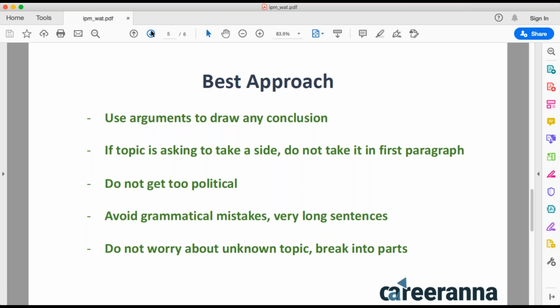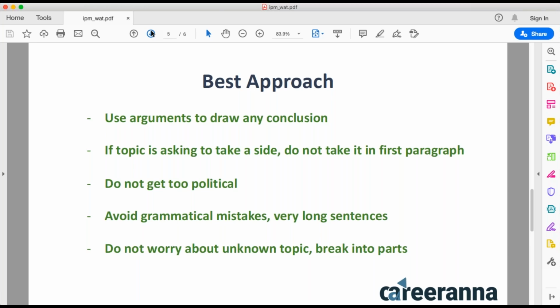Another thing which I've seen a lot of people do: avoid grammatical mistakes. Try to avoid grammatical mistakes. At least maintain a basic subject verb agreement, or at least use the right tense for a right singular or a plural noun. Do not make those very, very basic mistakes of grammar in your write up. That is something which will make you lose marks.